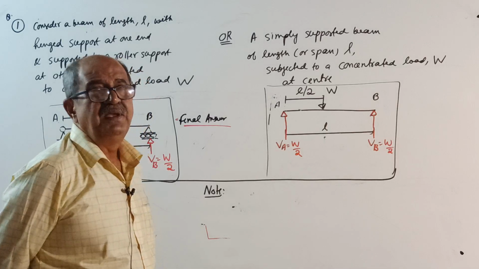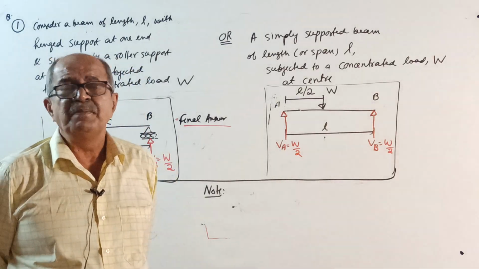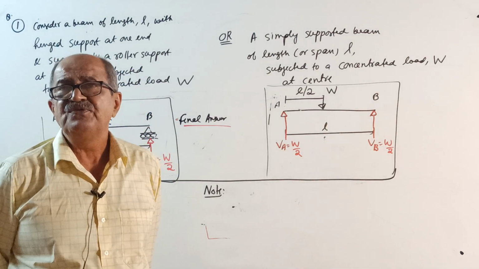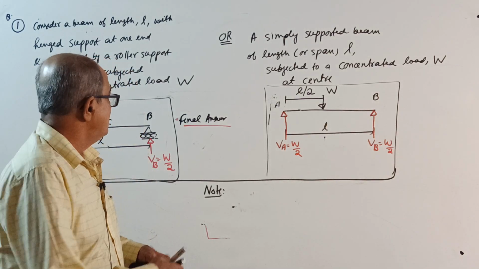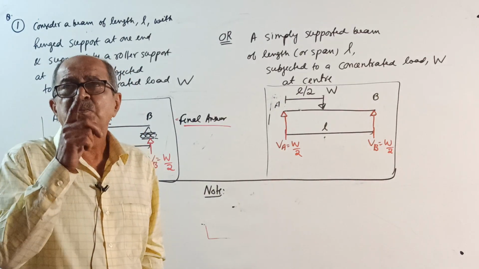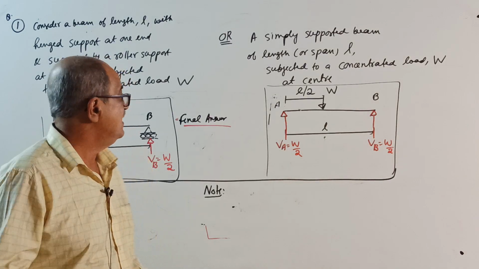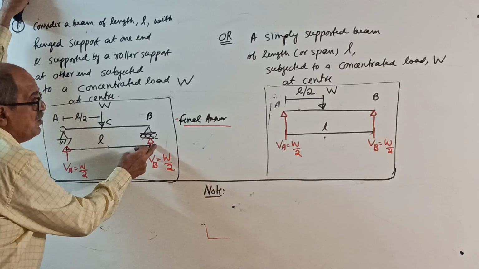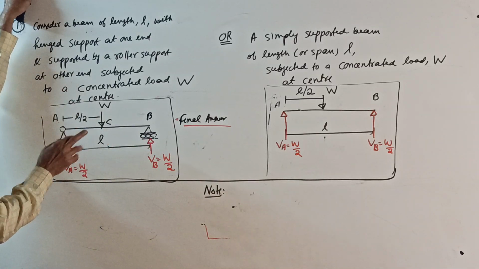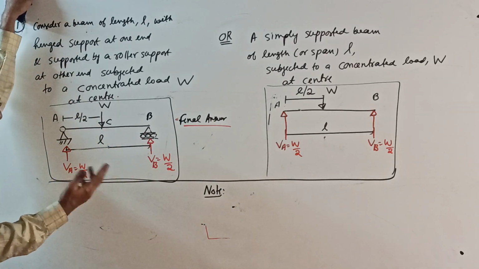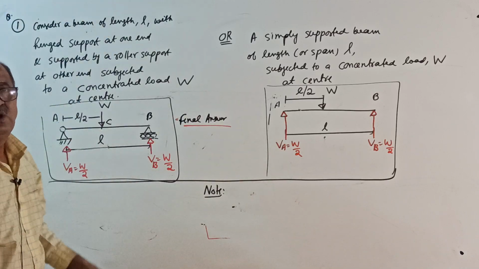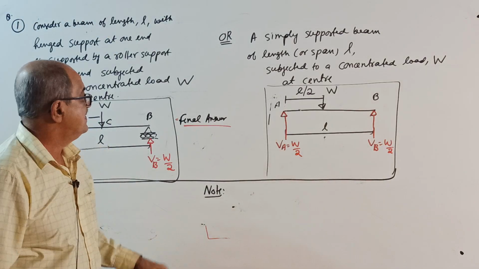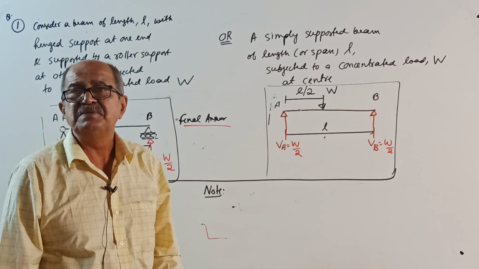Actually, for this beam, you need not apply sigma M0, sigma V0, because this is a case of, I told you, perfect symmetry. See, someone will say hinge and roller here. Okay, if hinge and roller here, now hinge is gone. Horizontal reaction is not there. We are left with only vertical reaction. So, it is only one reaction.